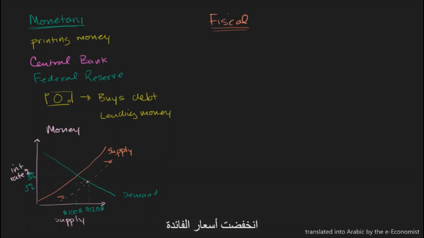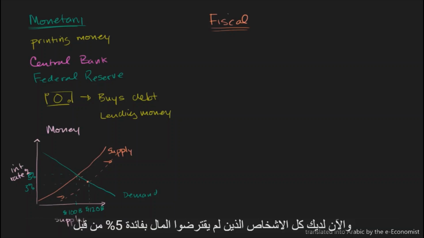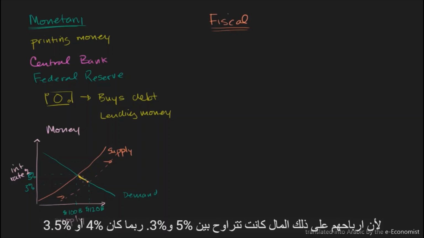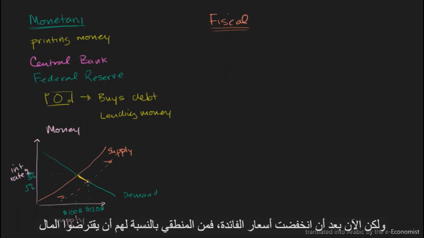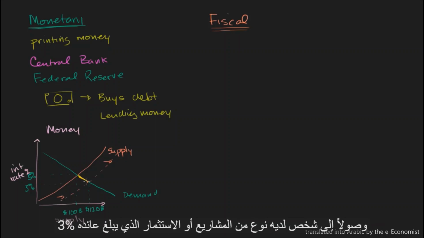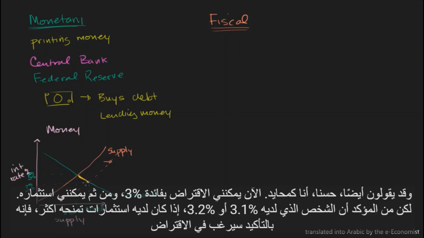Interest rates went down. And so now you have all of these characters out here who before weren't going to borrow money at 5%, because whatever their benefit on that money was between 5% and 3%, maybe it was 4% or 3.5%, it didn't make sense for them to borrow at 5% and invest it to only get a 4% or 3% return. But now that interest rates have gone down, it does make sense for them to borrow the money, all the way down to someone who has some type of project or investment that has a 3% return. They say, hey, I'm neutral. I could borrow at 3% and then invest.